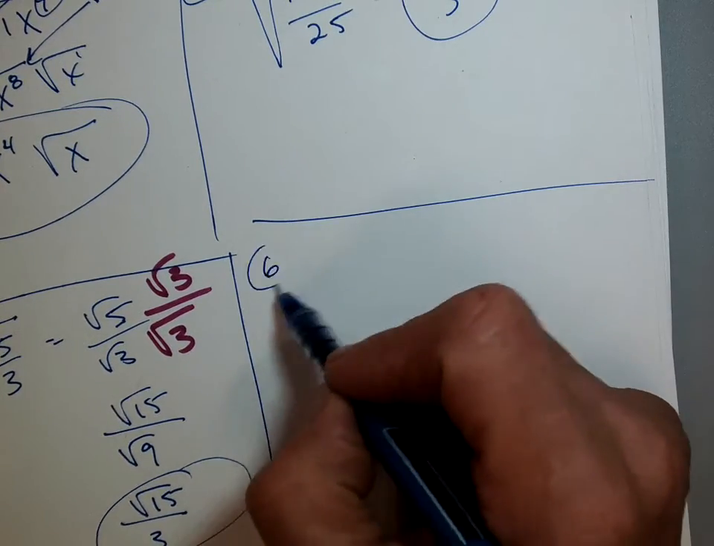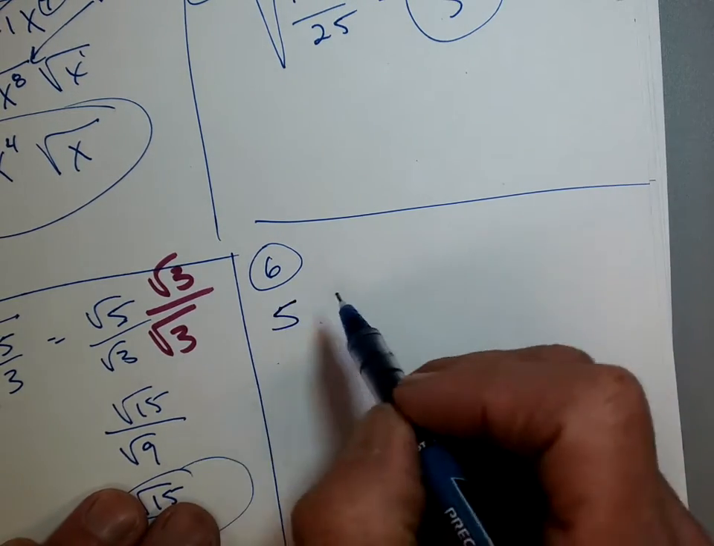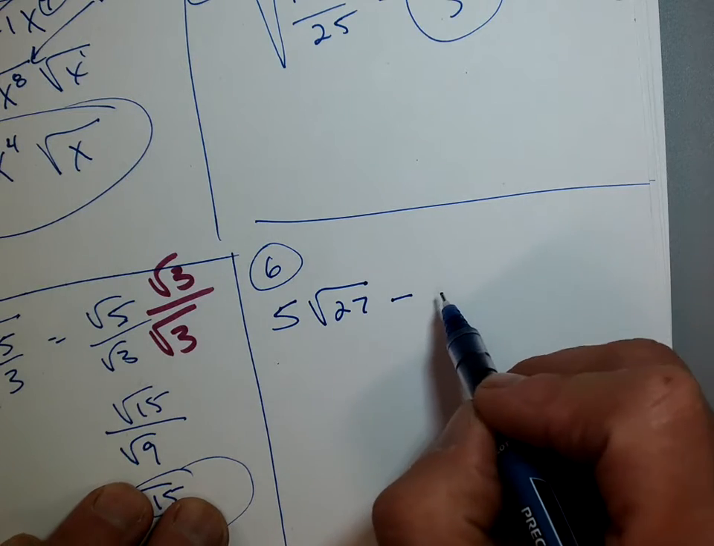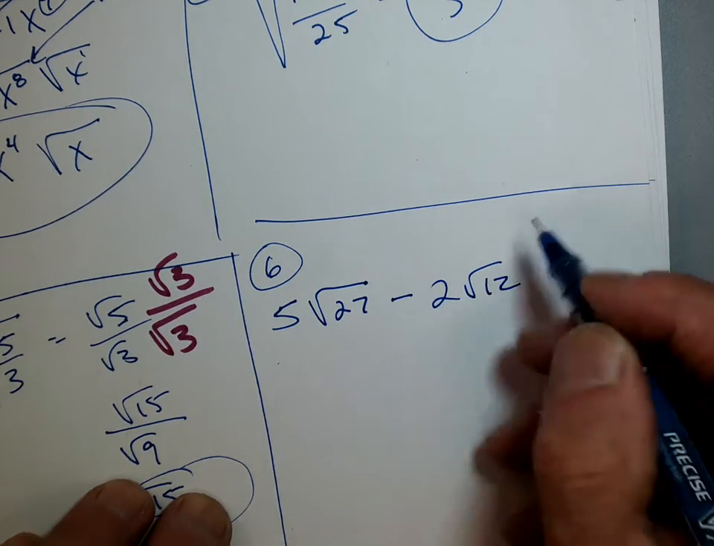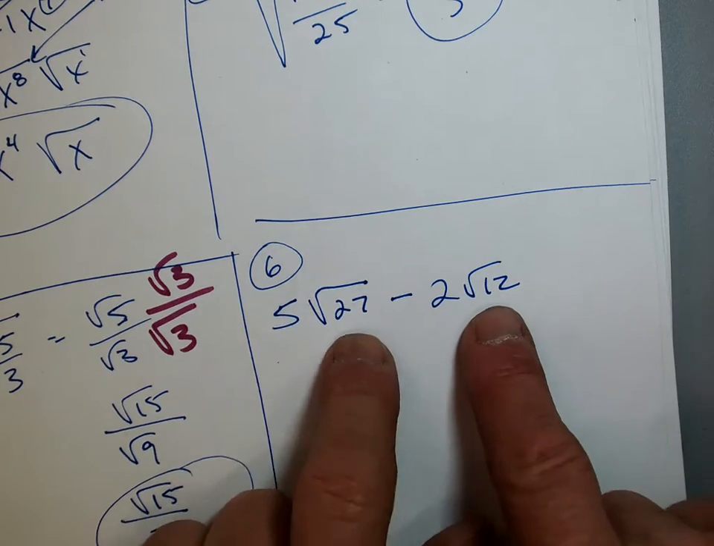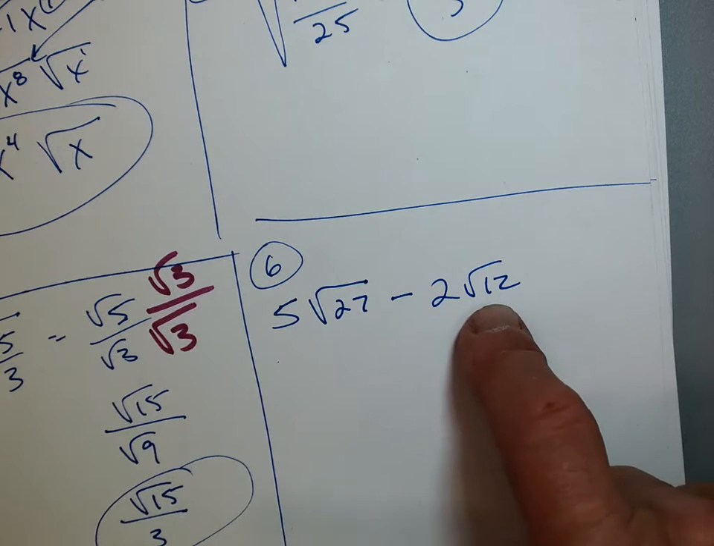6. All right, 5 square roots of 27 minus 2 square roots of 12. Okay, you can only add or subtract them if they're the same. They're not. I've got a square root of 27 and a 12. I cannot add or subtract them, but I can reduce them, and maybe I can.